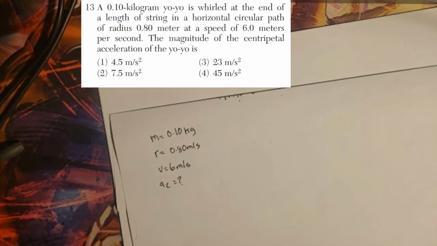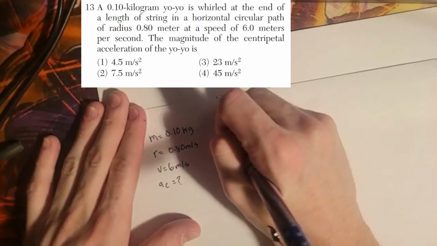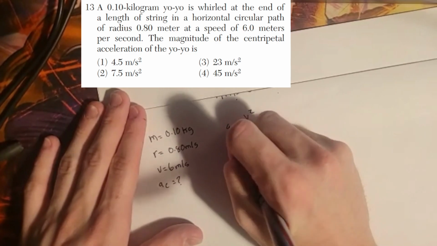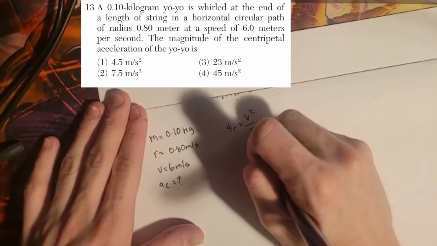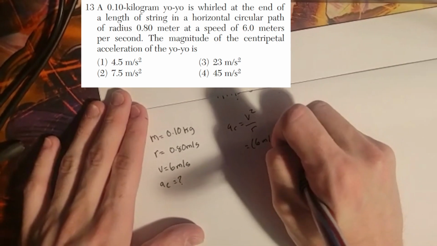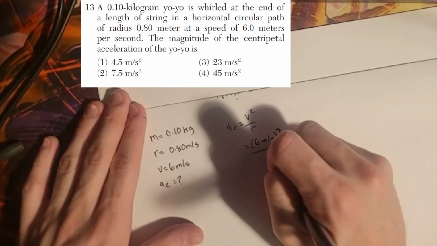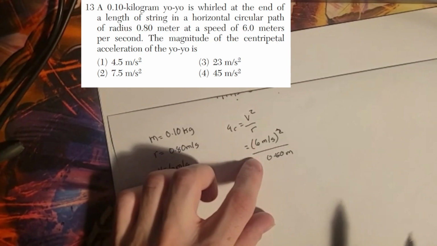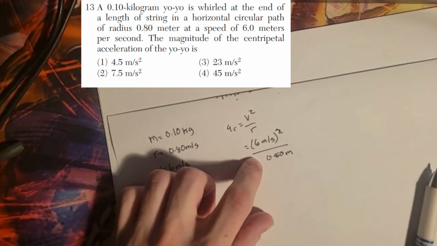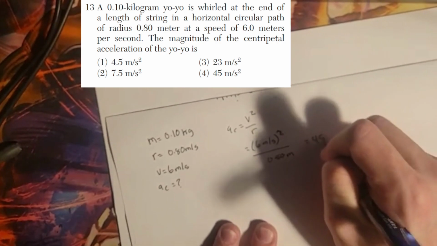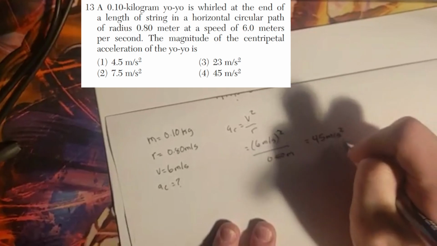So let's go ahead and try that out. We have ac equals v squared divided by r. Therefore, that's going to become 6 meters per second, squared, divided by 0.8 meters. 6 squared is 36. 36 divided by 0.8. Let's see what that is. And when you do that, you wind up getting 45 meters per second squared.